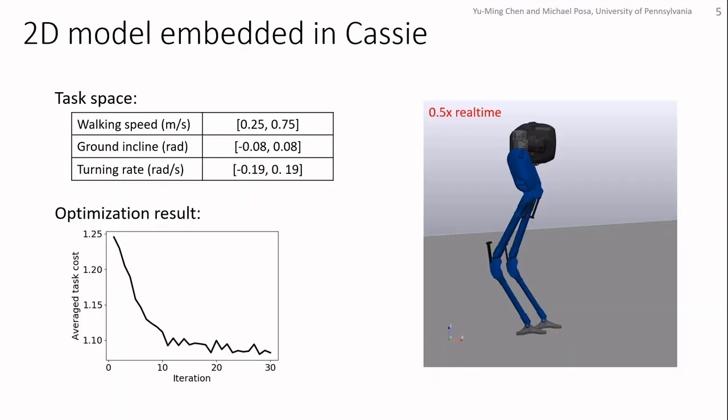Here is another example of model optimization. The tasks include various walking speeds, ground inclines, and turning rates. And we choose to initialize the model with a 2D linear inverted pendulum again. We can notice that the initial cost is not high. The reason is that the model we use is not very restrictive for Cassie and for this specific task. So the video here shows the gaits from the final iteration.